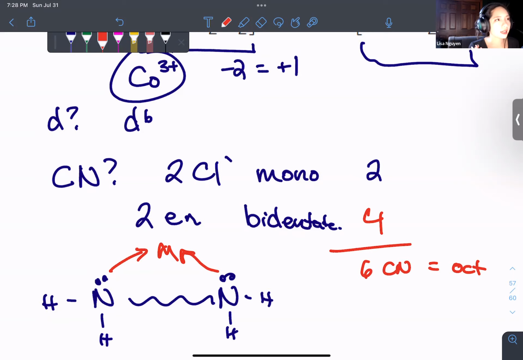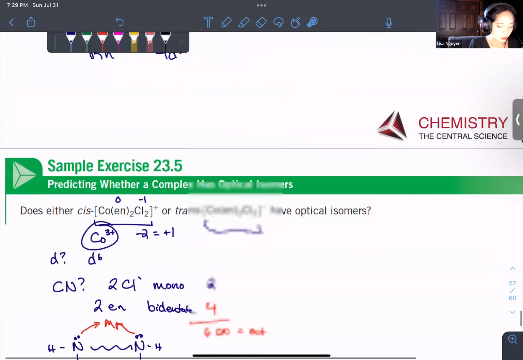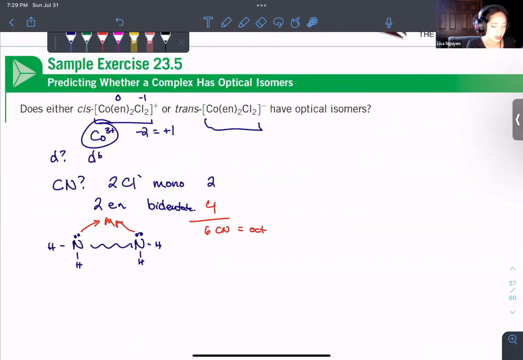Those are common bidentates. So recognize, if you looked at this really quickly, you might say, oh, the coordination number is 4. There's 4 things attached to it. But if you say 4, that means you ignored the fact that ethylene diamine is a bidentate. So there we go. All right, so that is the coordination number.